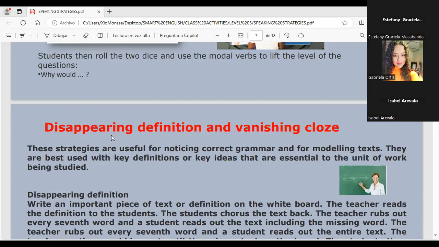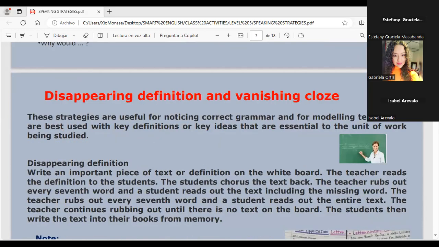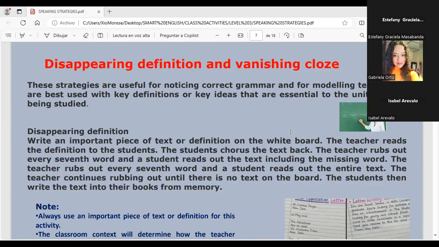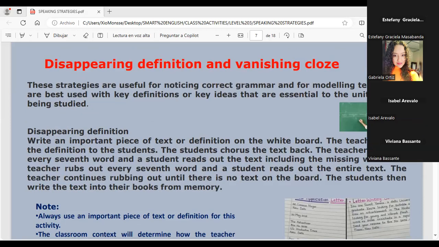Disappearing definition and vanishing clause. Could you please, Gabby, could you please read this activity? Disappearing definition and vanishing clause. Gabby, are you there? Viviana, can you please read disappearing definition and vanishing clause? Okay. Disappearing definition and vanishing clause.